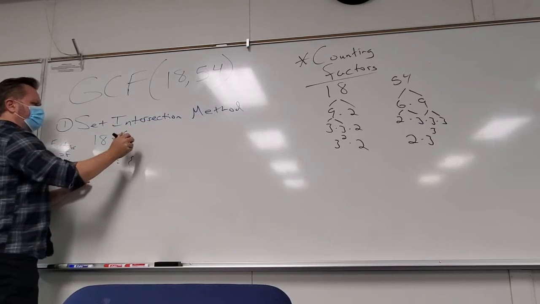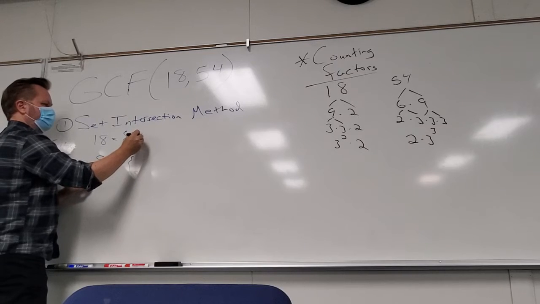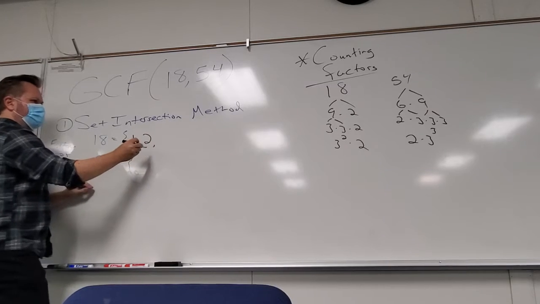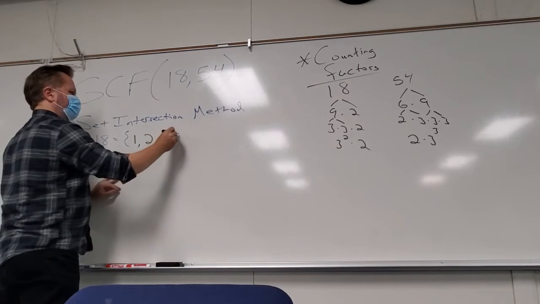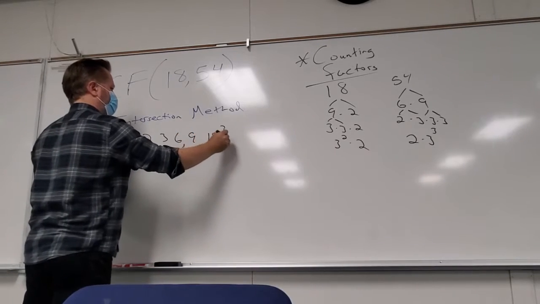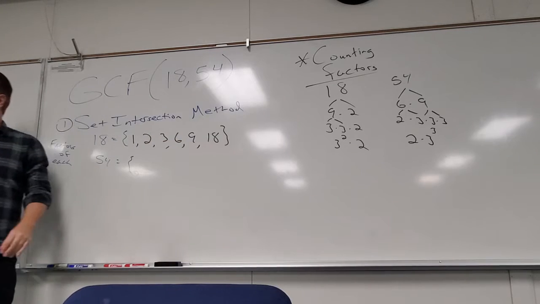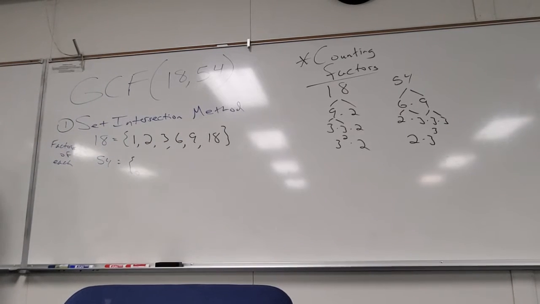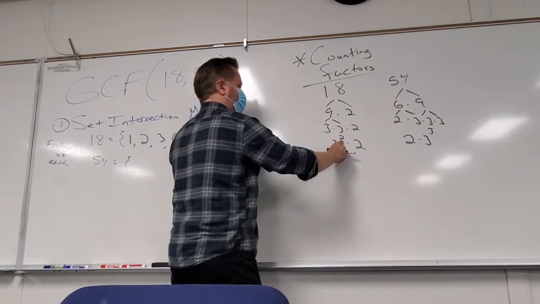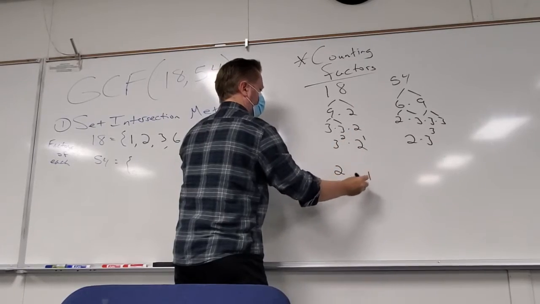So what are the factors of 18? Start listing them off for me. 1, 2, 3, 6, 9, 18. I like it. So that's 1, 2, 3, 4, 5, 6 factors, right? You with me? Now watch this. Isn't this power 2, and this power 1, yes?